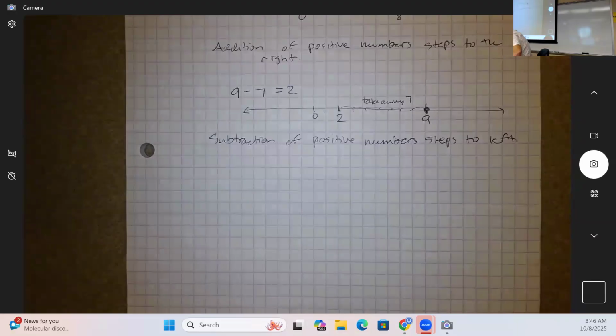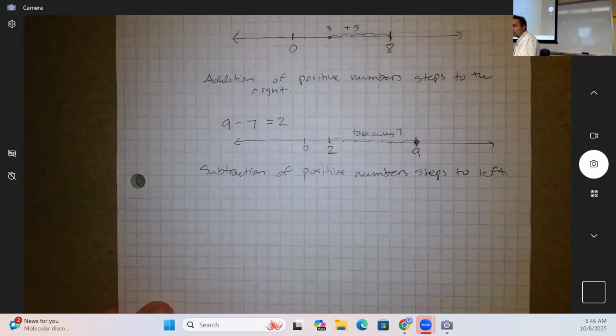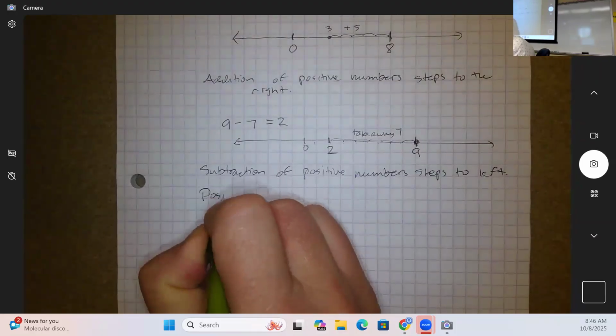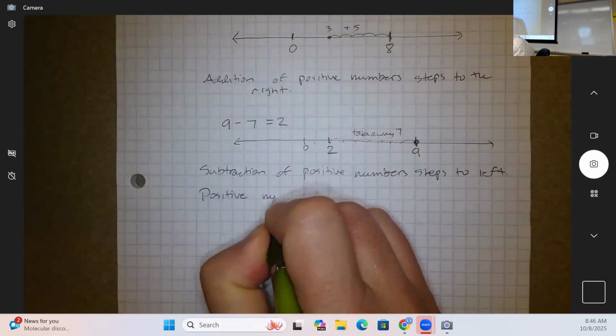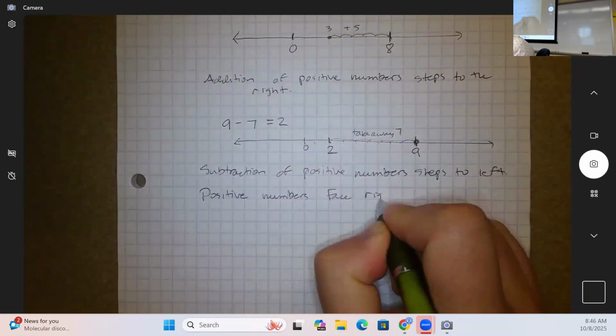This works great when we're all dealing with positive numbers. But as soon as we allow ourselves to add and subtract negative numbers, we have to add a level of complexity. So I want to explain this in a completely different way. Well, no, it's almost the exact same. Positive numbers face right.